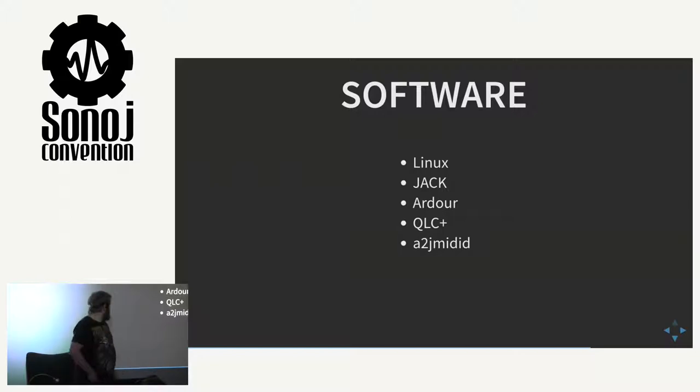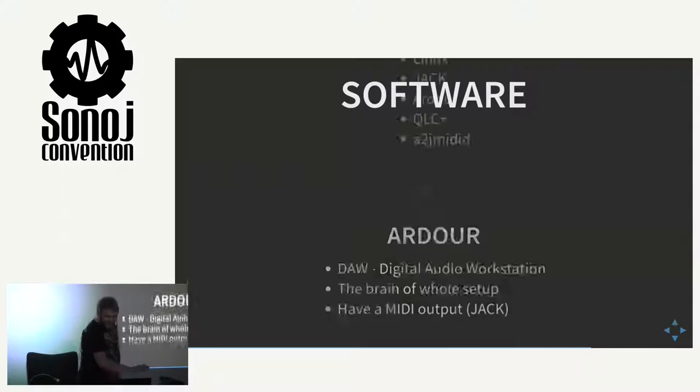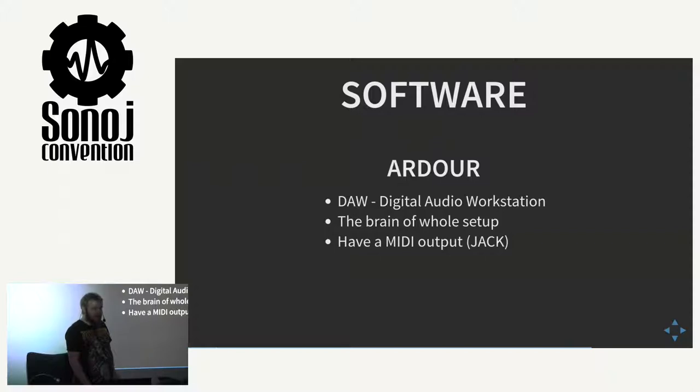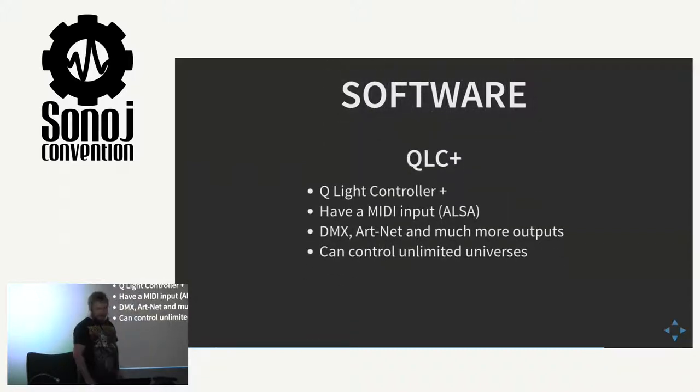And you will need this thing called A2J MIDI Daemon, which just converts ALSA and Jack MIDI together. There are, in fact, two MIDI worlds in Linux. One is Jack, and one is ALSA. And both kinds of software use another one. So you know Ardour, I'm right? Okay. QLC is an abbreviation for Q-Light Controller. It has a MIDI input, but it is in ALSA, and Ardour has MIDI output in Jack.